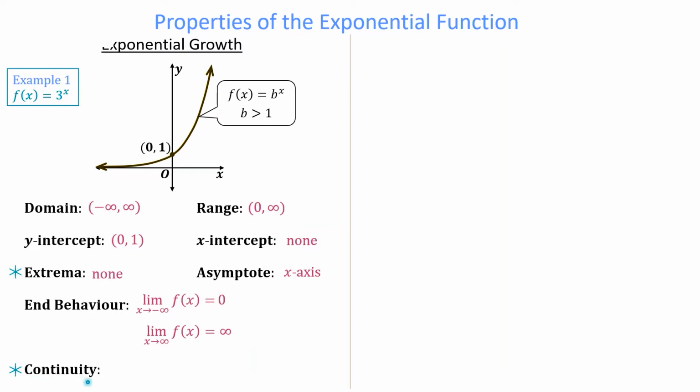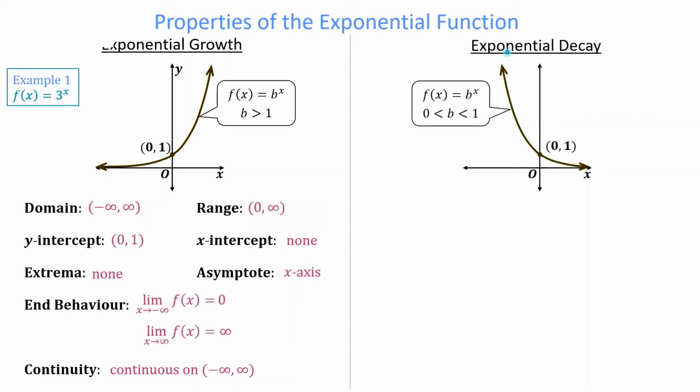For the continuity of a graph, we look at the graph to see if there are any points of discontinuity. And if we look at this, we can see there are no points of discontinuity. So we can say that this graph is continuous on the open interval where x goes from negative infinity to positive infinity. So we have the exponential growth function summarized over here.